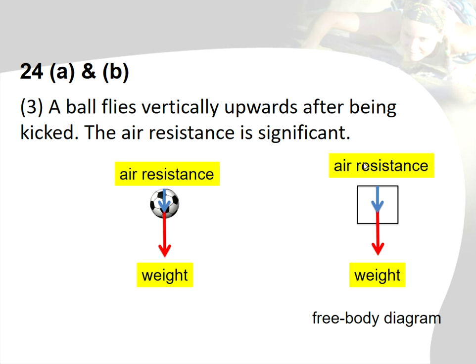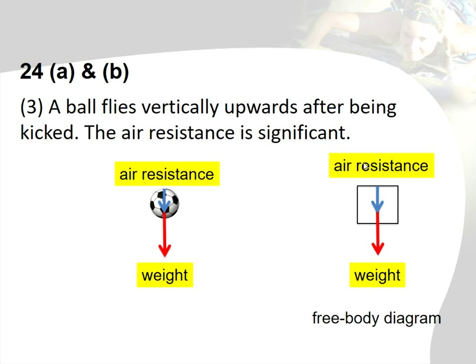So the free body diagram looks like this. Air resistance pointing down, weight pointing down. But what direction is the ball traveling? What direction is the ball traveling? Up. The ball can be traveling up, but all the forces are pointing down. Take some time to think about it. The ball is going up, but all the forces are acting down. This is possible.